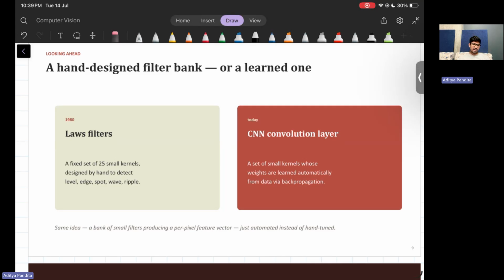In the 1980s, when this algorithm came about, we had Laws filters, and in today's day we have CNN convolution layers, which do the same job.